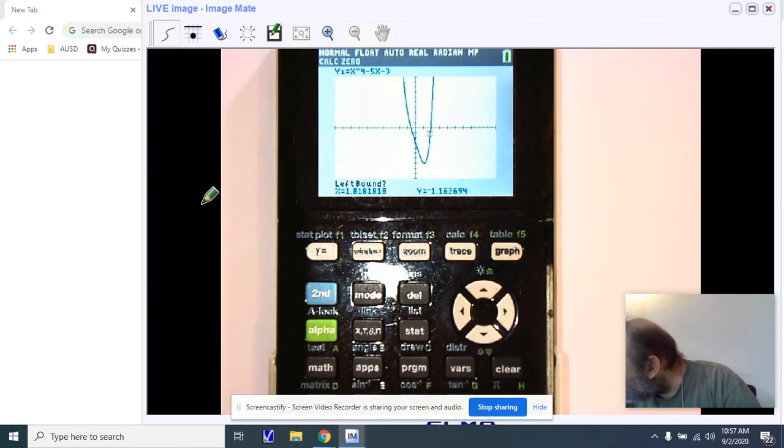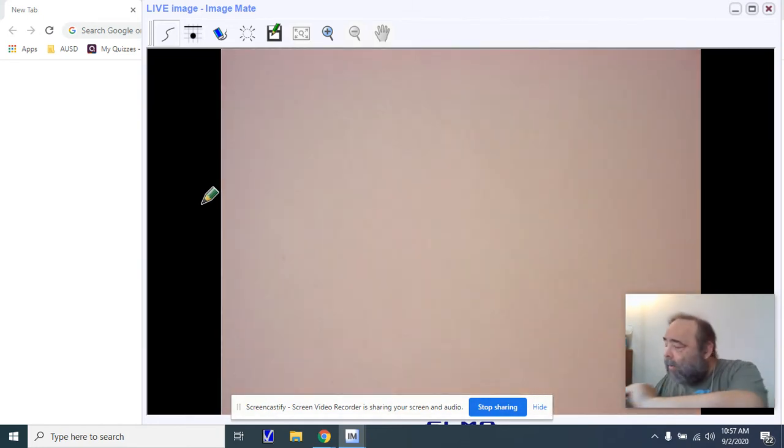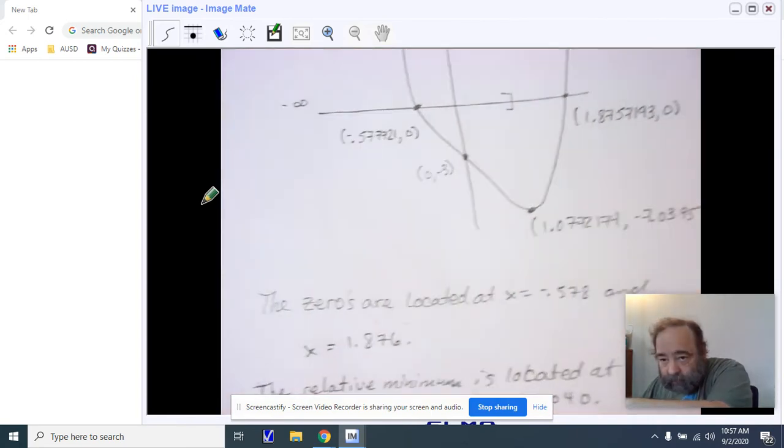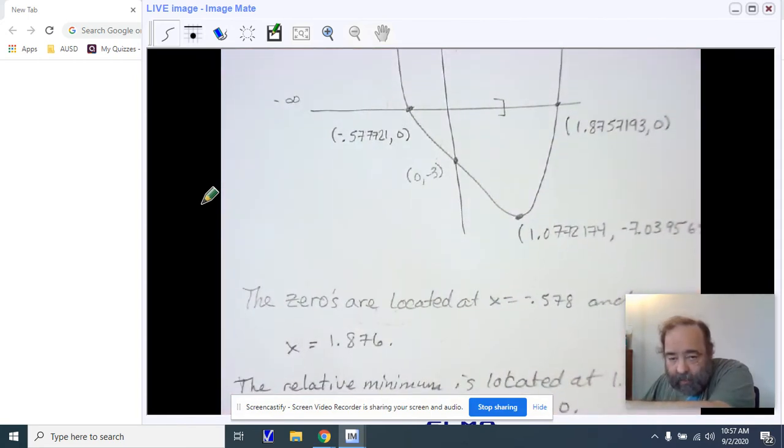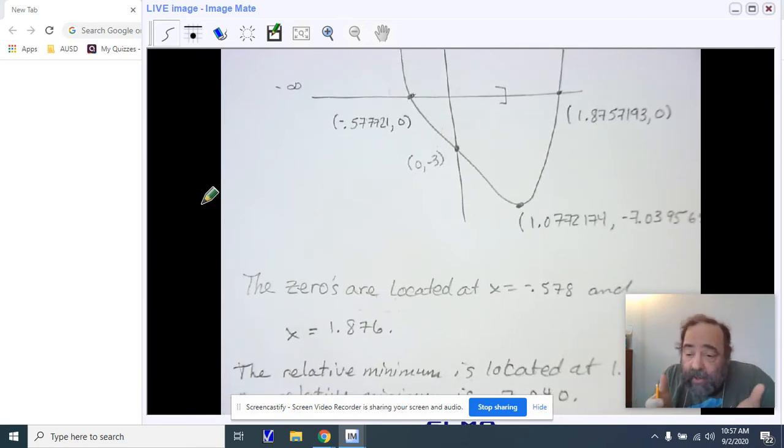We're now going to find our second x-intercept by doing second trace, 2, and now we're going to be below to the right, to the left, and then above to the right, and hit enter. And we have 1.8757193, comma 0. So I'm now going to write these points down, and I'm going to start separating them to answer the question. So to answer the question of where are the zeros, the zeros are located at x equals negative 0.578.